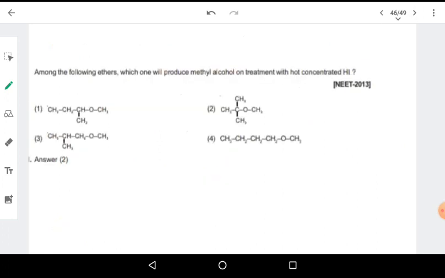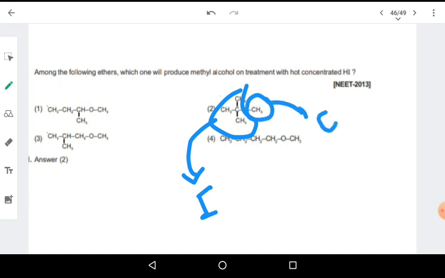So option number 2. Among the following ethers, which one will produce methyl alcohol on treatment with hot concentrated HI? Whenever I have a tertiary group, I told you that this will go with the iodine. So the other one will go with OH. So it will be CH3OH. Methyl alcohol is produced in the case of option number 2.